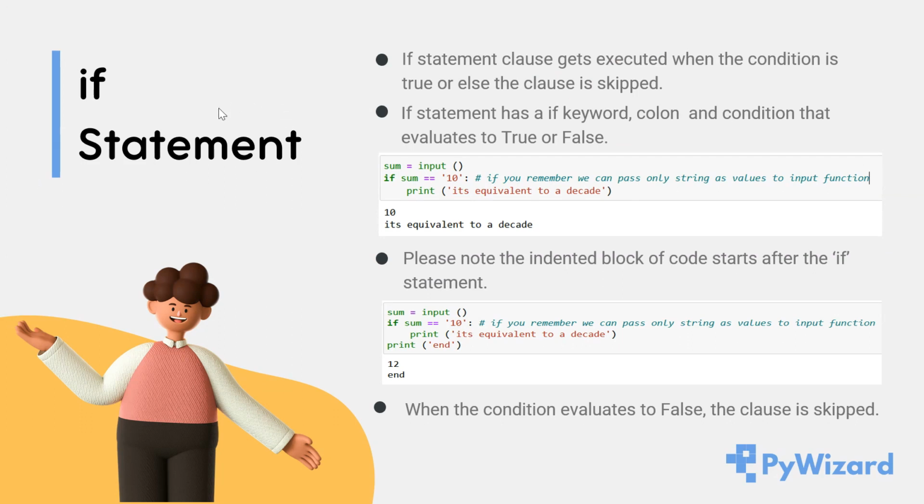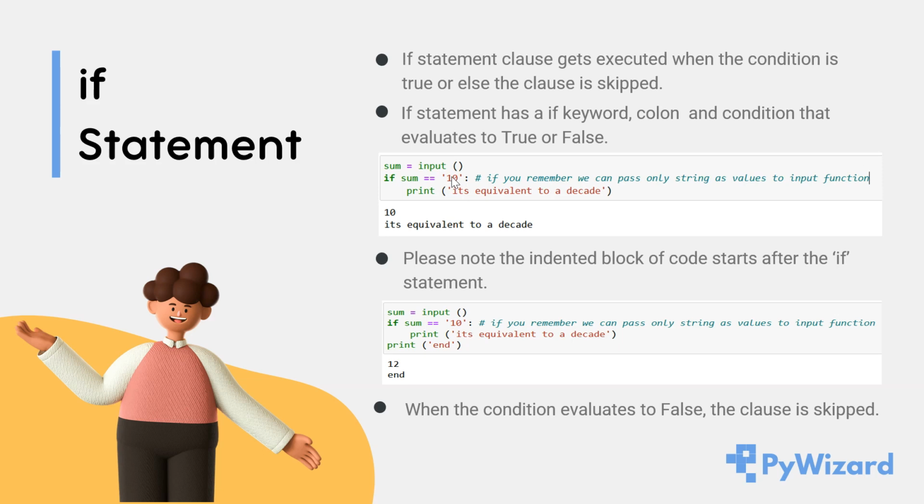Now let's look at the first flow control statement, that is the if statement. How the if statement works is, the if statement clause, that is the block of code after the if statement, gets executed when the condition is true, or else the clause is skipped. What is the basic syntax for an if statement? It always has an if keyword, a colon at the end, and a condition. So sum equal to 10 is the condition.